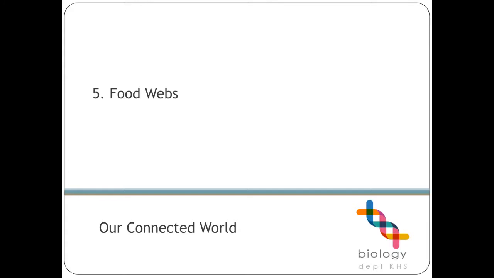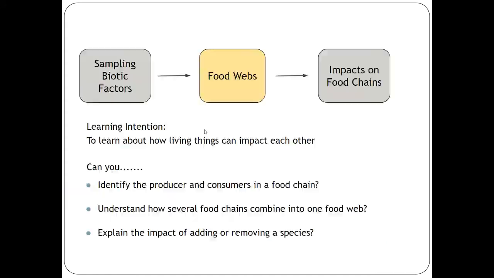This video is just quickly going to go through food webs and hopefully explain some of the points that might be difficult. So last week we looked at sampling biotic factors, biotic factors being ones that are caused by living organisms. This week we look at food webs, and we'll start with a little bit of a recap on food chains. And next week we'll probably go on to look at the impact things can have on food chains.